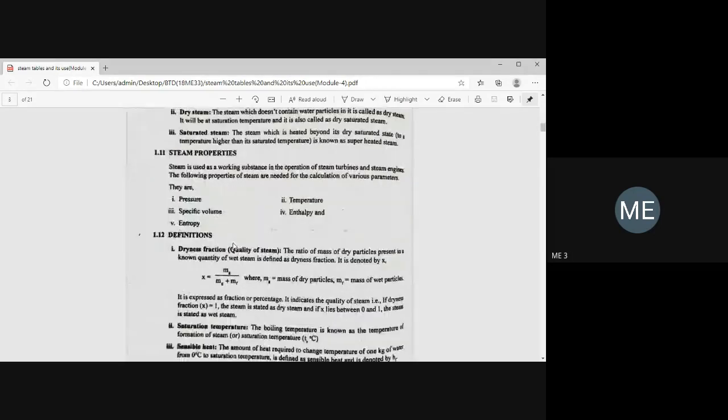The definition of sensible heat is the amount of heat required to change the temperature of 1 kg of water from 0 degrees Celsius to saturation temperature. Based upon the diagram only, you can define it. It is the amount of heat required to change the temperature of water, which is initially at 0 degrees Celsius, to saturation temperature, that is 100 degrees Celsius. That is called sensible heat.